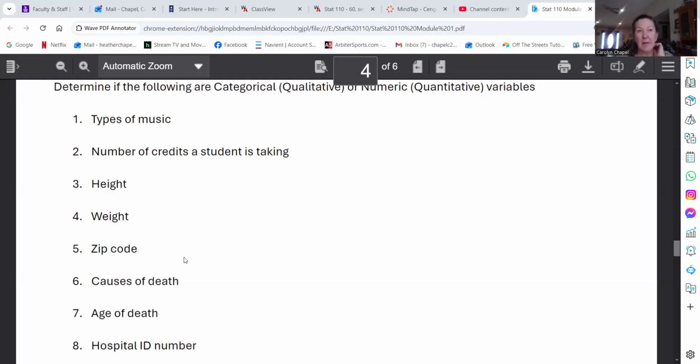We aren't going to take somebody's zip code and say, I have more zip code than you do. That just doesn't make sense. So zip code is a categorical piece of data. Even though it's a number, it's not numerical as far as when we talk about categorizing data. It is a categorical or qualitative piece of data.